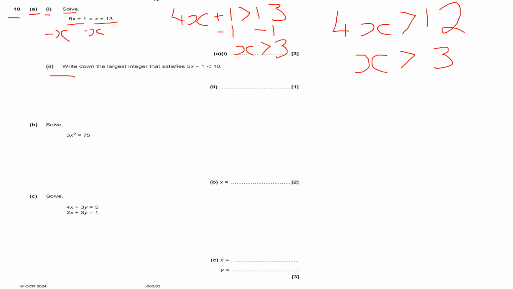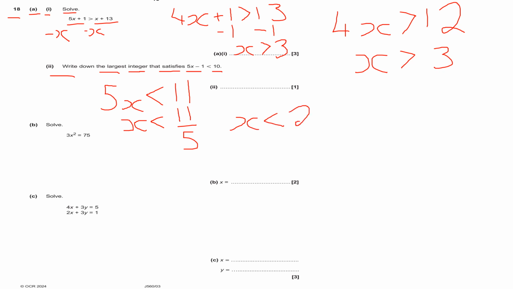Part (ii), write down the largest integer, so largest whole number, that satisfies the inequality 5x minus 1 is less than 10. So step 1, I'm going to add 1 to both sides. I get 5x is less than 11. Divide by 5 on both sides. We're going to get x is less than 11 fifths, which as a decimal will be 2.2. So x is less than 2.2 or 2 1/5.